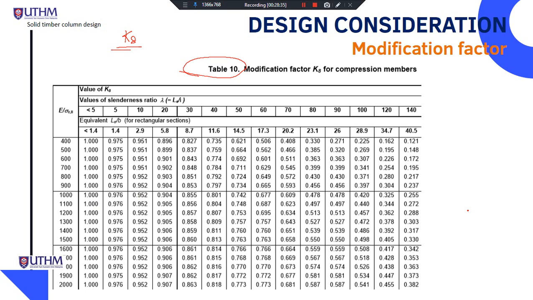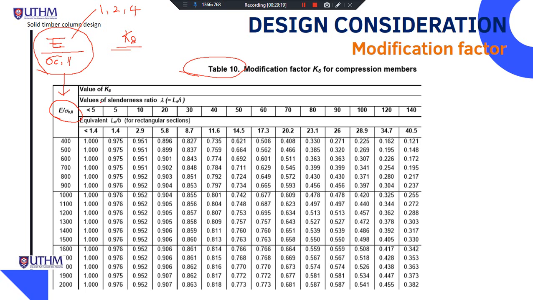Where we can see there is a column here. This is the first column. This first column is modulus of elasticity divided by compression parallel to grain stress. So this value E, and also compression parallel to grain stress, is determined from table 1, table 2, or table 4, similar to beam design.